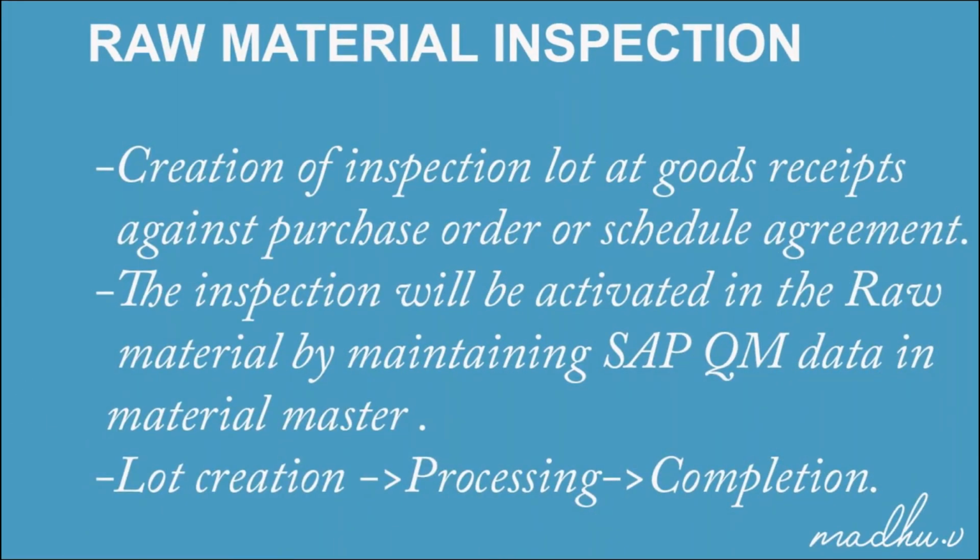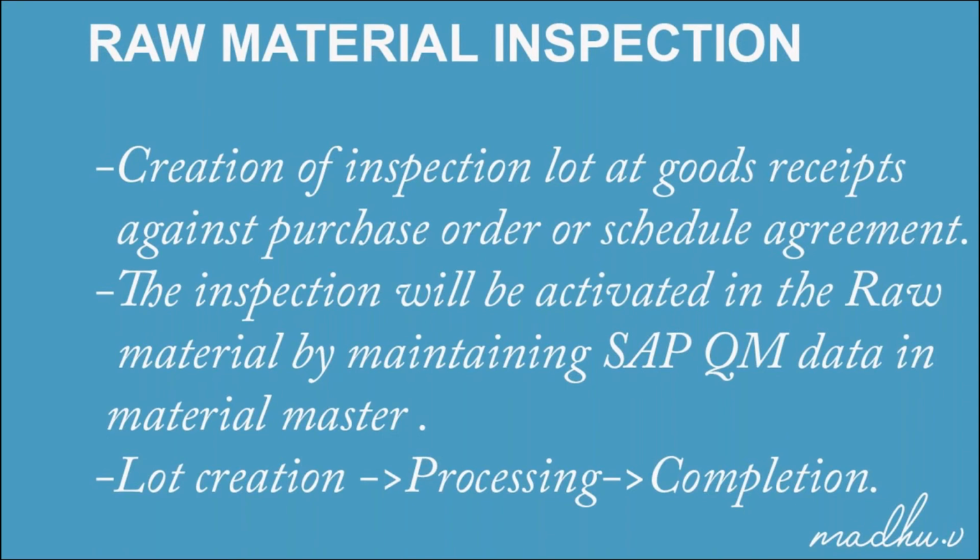Raw material inspection. What is this raw material inspection? In the previous slide we saw the first scenario, QM integration with MM. As I explained, MM is purely responsible for procuring the raw materials from the vendors. The raw materials must be checked by the quality department. Only then can those materials be moved into the storage location of the plant. That's how QM and MM are integrated with each other.